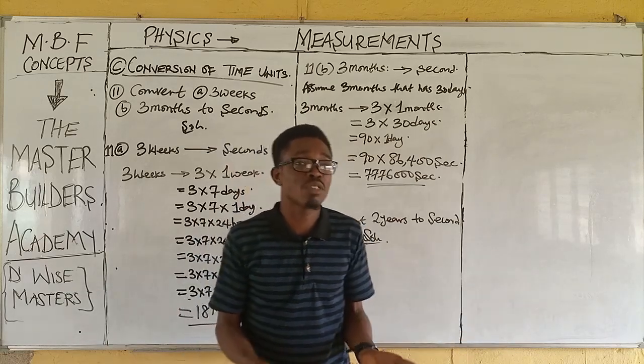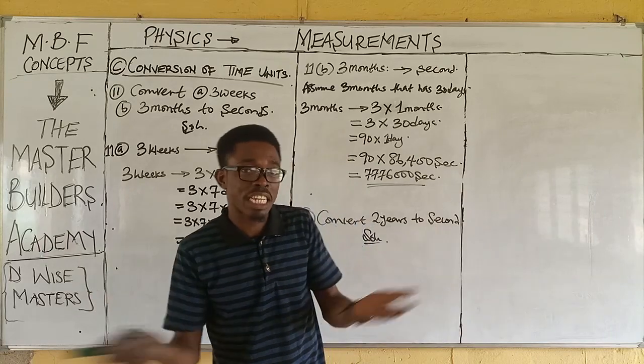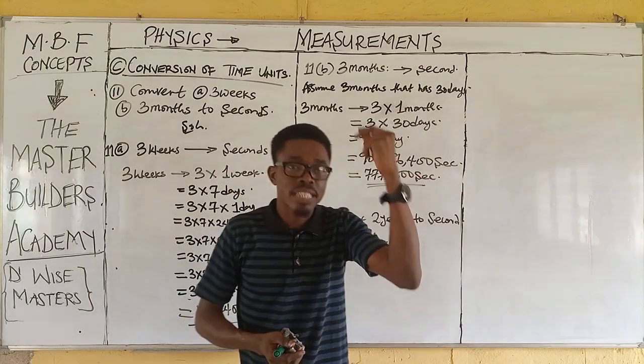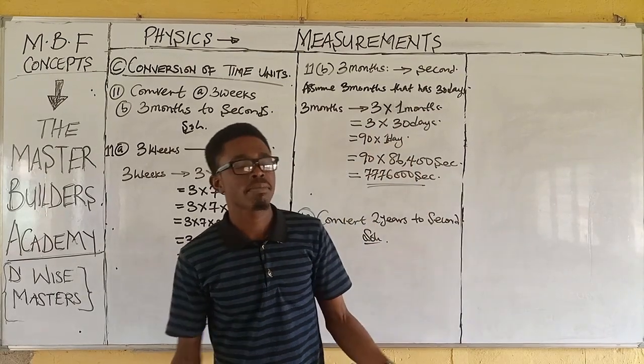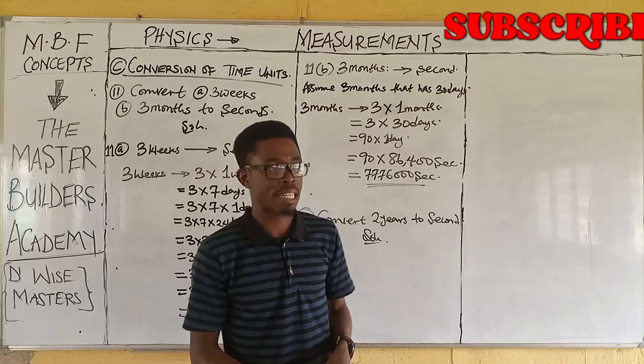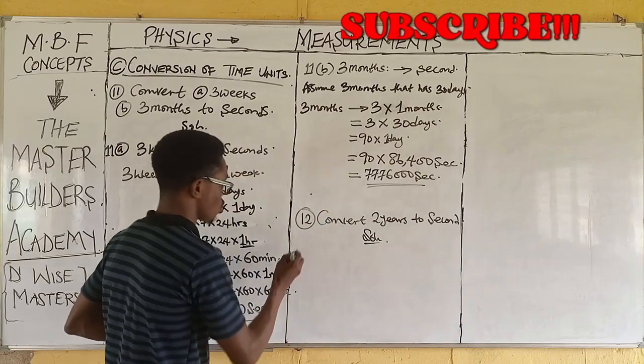Then that means 2 years would have been what? 2 multiplied by what? 365 days. Then multiplied by what? How many seconds are in a day? You see, it's just a little breakdown. Understanding is what matters. Okay, now let's solve this in just 2 minutes.